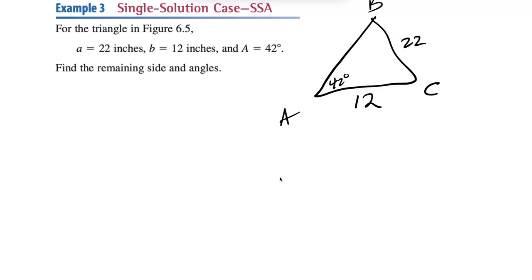So we're going to solve this triangle. I have a pair right here, a pair of A's. So first thing we're going to do is find our angle B. We're going to set it up. We're going to do 22 over sine of 42 equals 12 over sine of B.